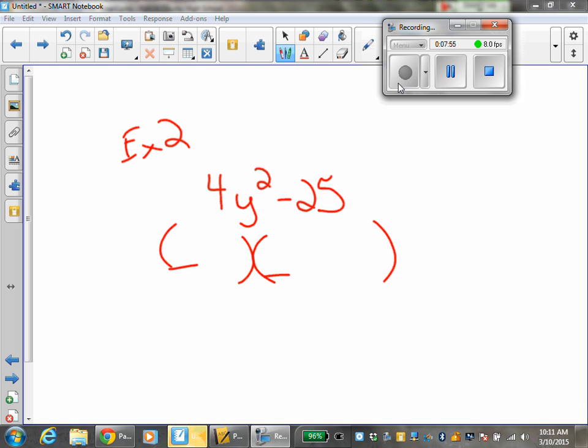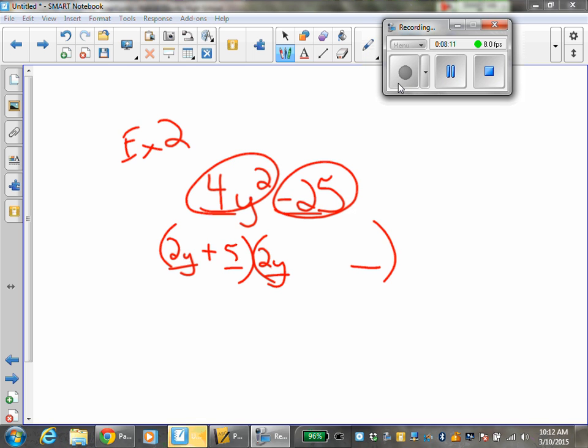First times first is going to be 2y times 2y. Does everybody understand why we're not going to use 4 and 1? Because we're trying to get the outer and the inner to cancel. Last times last is 25, so I will use plus 5 and minus 5. And everybody says, do I have to check on these? I'd like for you to check so that you understand that they do cancel. You don't necessarily have to do the first and the last. We know that 2y and 2y is 4y squared. We know that 5 and negative 5 is negative 25. Everybody agree? But let's check your outer.